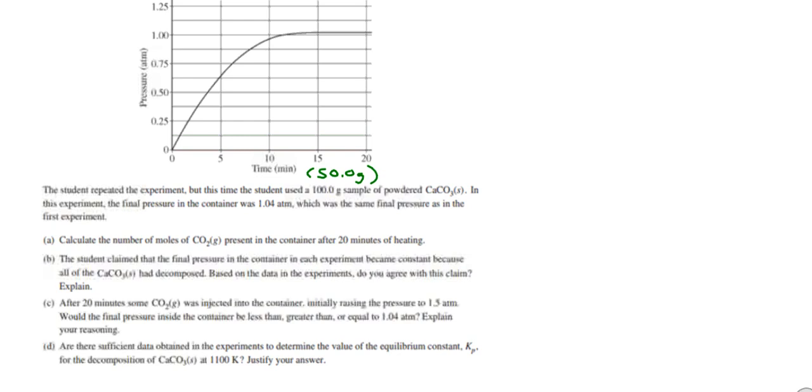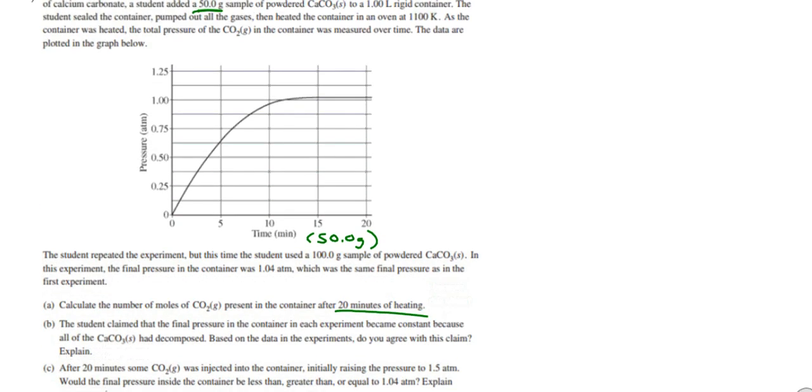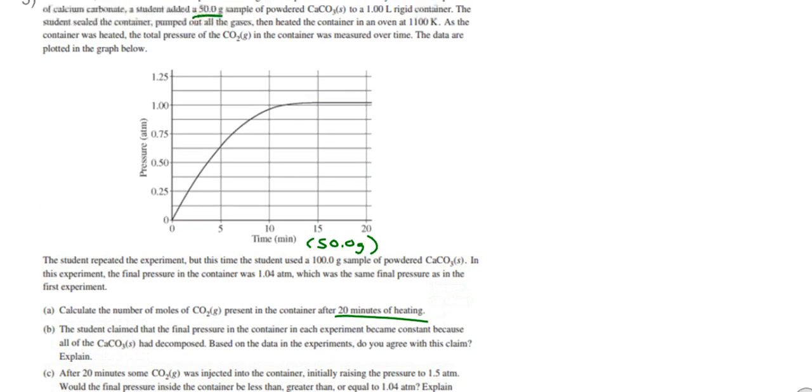A, calculate the number of moles of CO2 present in the container after 20 minutes of heating. So after 20 minutes of heating, the only reason why they wrote a time here is you just look at the graph, 20 minutes, oh, it's right here. That makes a lot of sense. Where is it? 1.0. I mean, that's got to be 1.04, right? It's just over 1.